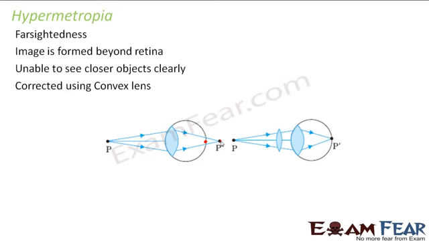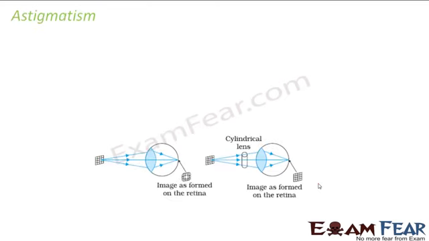So how can you correct this? We can correct this using a convex lens. Because in this case, what do we want? We want them to converge. We want these rays to converge quickly. So for that, we will use a converging lens. Right? So this is hypermetropia. Many of you would have seen elderly people at your house with any of these problems, because most of these problems start coming up with age.